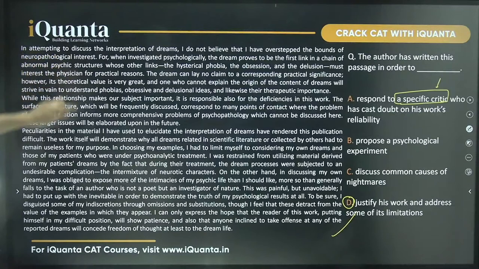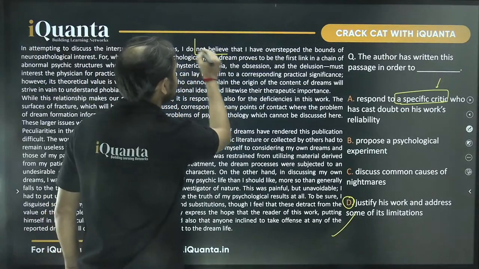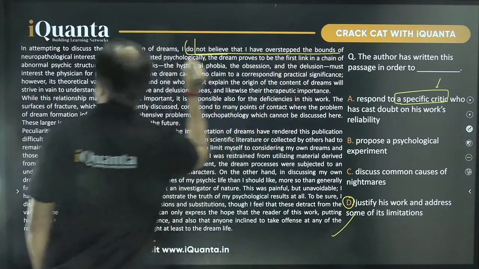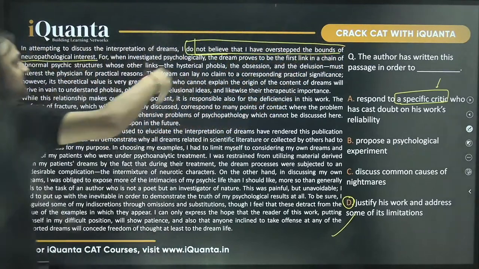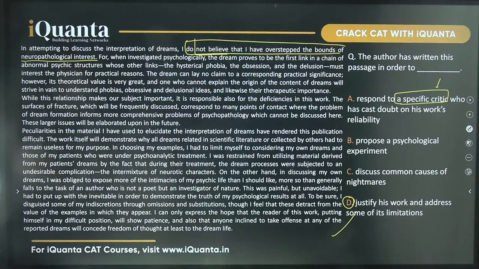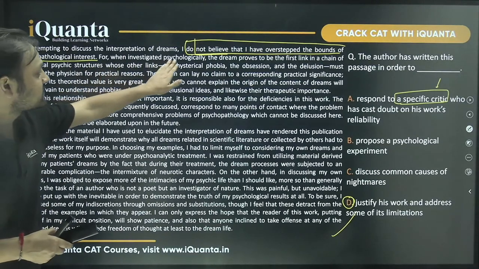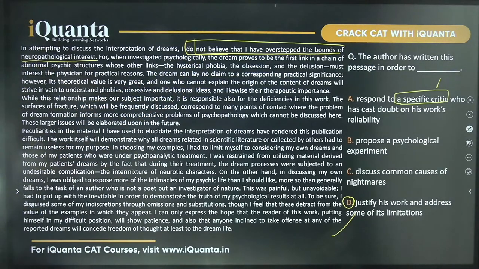So in attempting to discuss the interpretation of dreams, I do not believe that I have overstepped. So when I say that I do not believe that I have overstepped the bounds of neuropathological interest, this itself, this first sentence itself is explanatory. Like he's trying to give justification that no, don't say this, I have not overstepped anything. For when investigated psychologically, the dream proves to be the first thing in a chain of abnormal psychic structures whose other links, the hysterical phobia, the obsession and the delusion, must interest the physician for practical reasons. The dream can lay no claim to a corresponding practical significance.